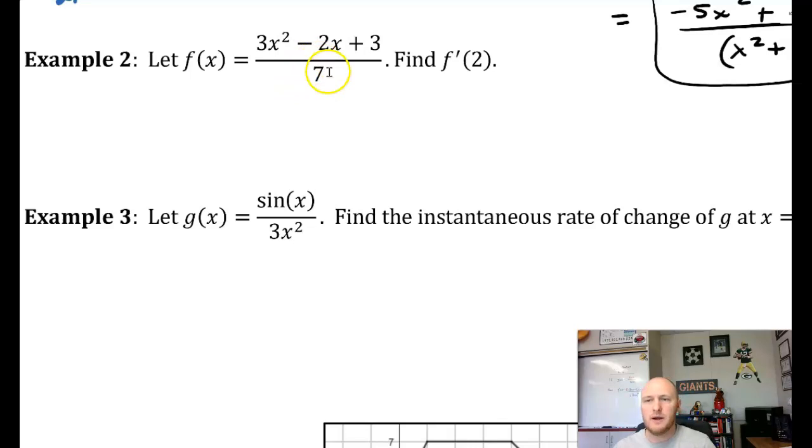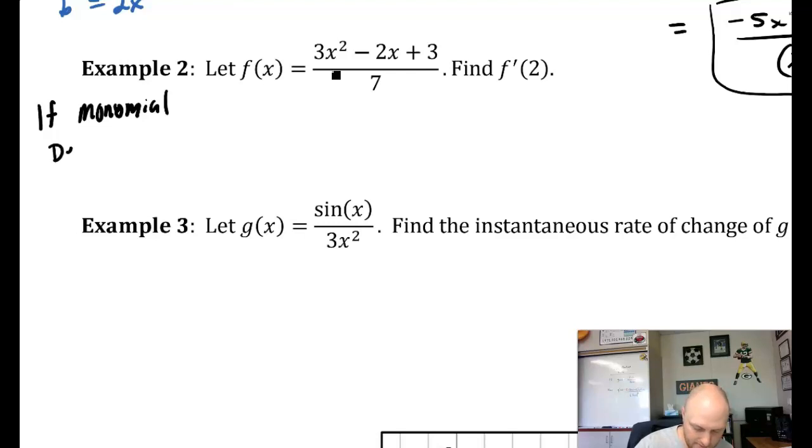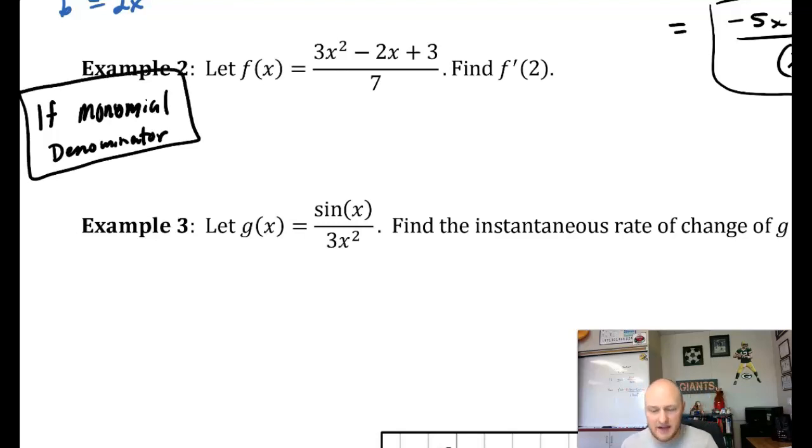I have a numerical denominator, and really, even if I had a variable in here, x, my next strategy that I can show you also applies. So if you have a monomial denominator, and go ahead and write this, if monomial denominator, put a box around that. You can go ahead and split your terms.